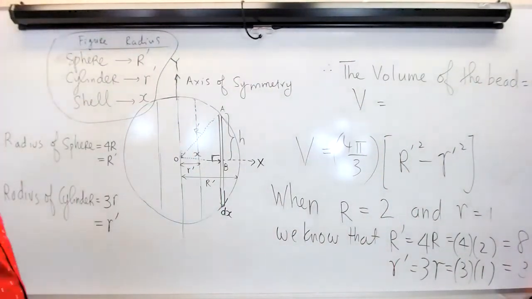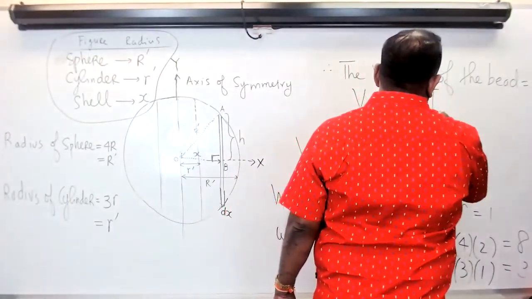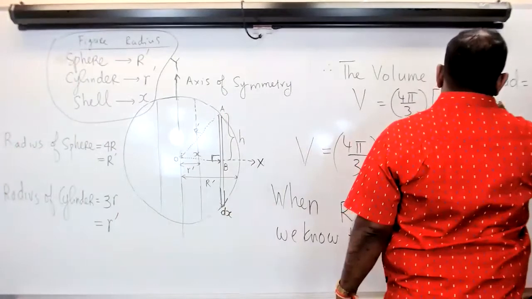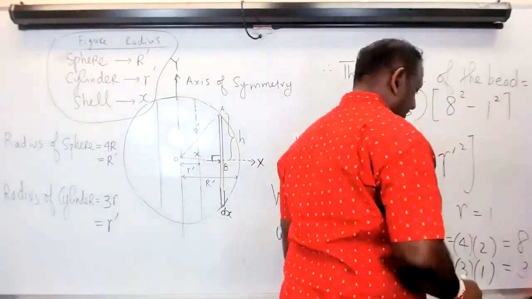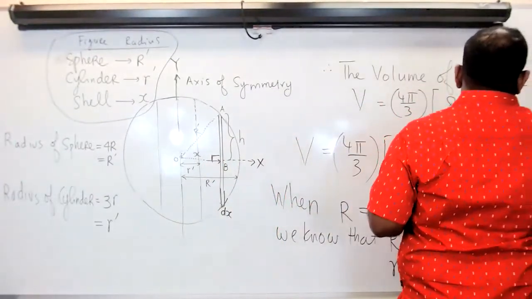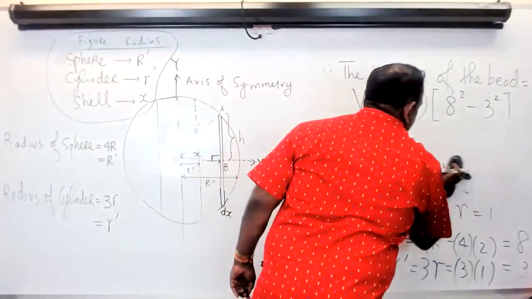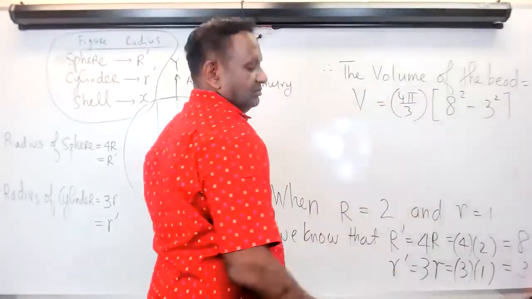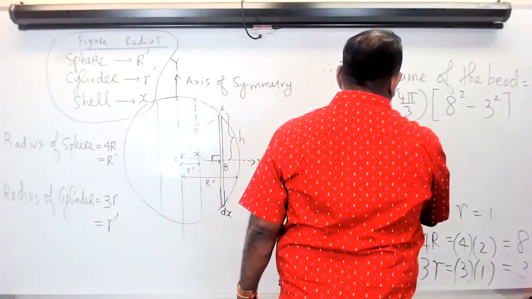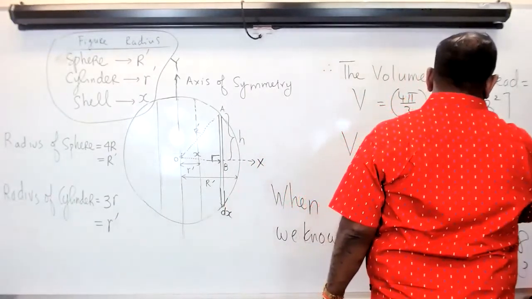Okay, 4 pi over 3, R prime squared means 8 squared, minus 1, I'm sorry, 3 squared. Small. Therefore, can we say get the volume? 4 pi over 3, 64 minus 9.